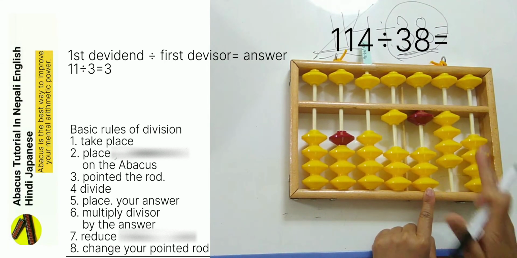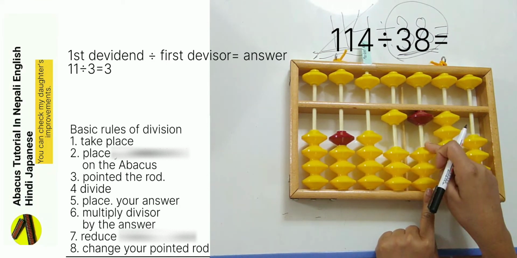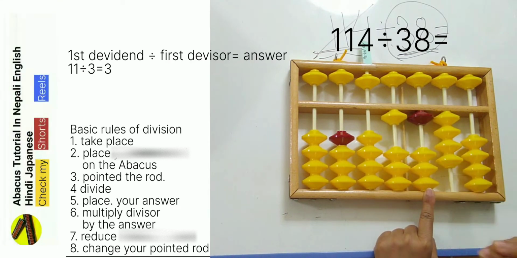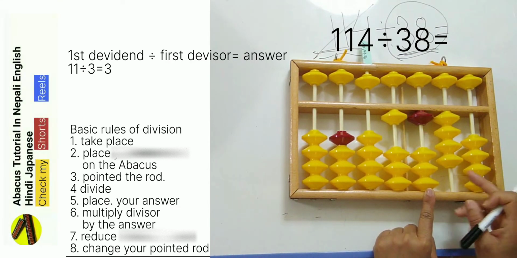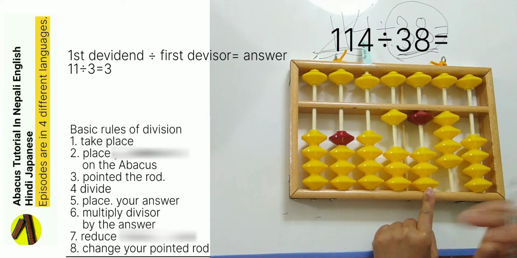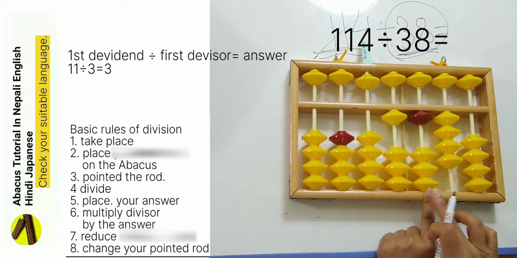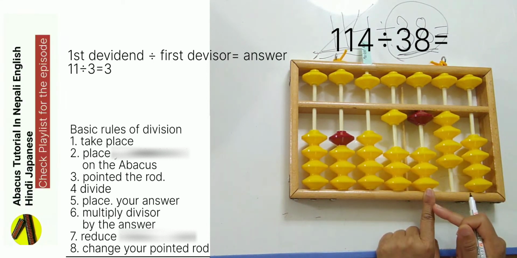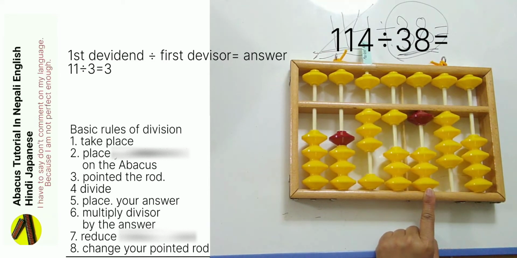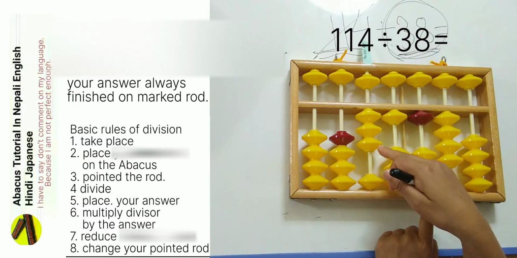So you have to take this 11, because this pointed dot is the 1's place, and to the right side goes the 10's place, and so 11. It changes every time. Let's start. 11 divided by 3, how many times can you divide? 3 times. Yes, so you place your answer 2 rods to the left of the pointed rod here. And from now we are going to multiply this divisor by this answer.